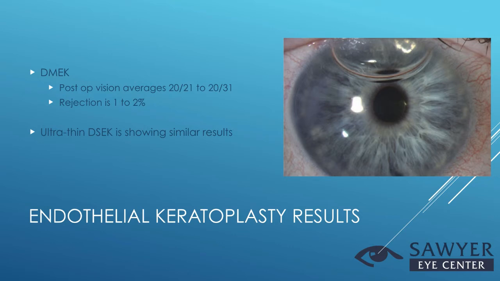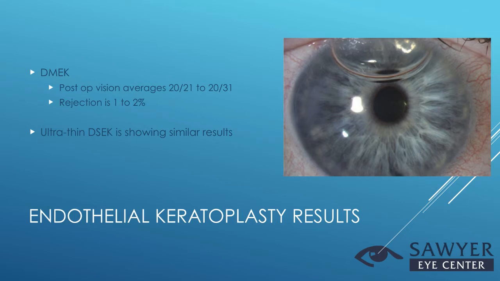The results with DMEK have been quite impressive. In eyes that have no other real pathology, the post-op vision in DMEK is ranging between 20/20 and 20/30, so basically 20/20 to 20/30. The rejection rate is very low, 1 to 2%. And ultra thin DSEK is showing similar results.